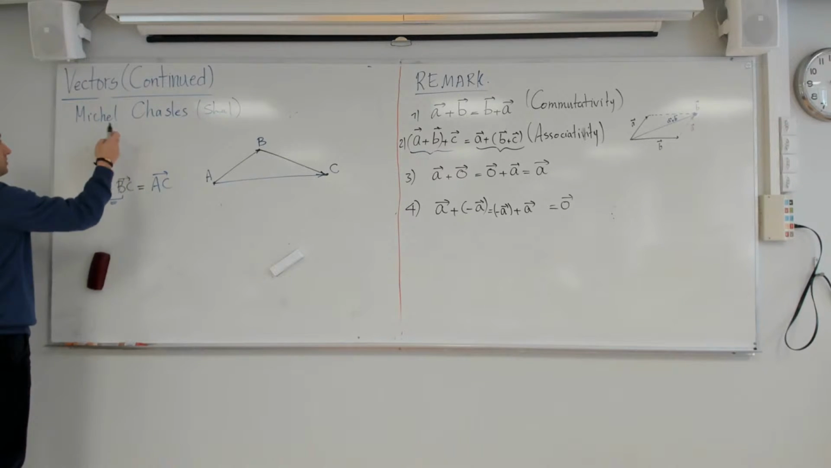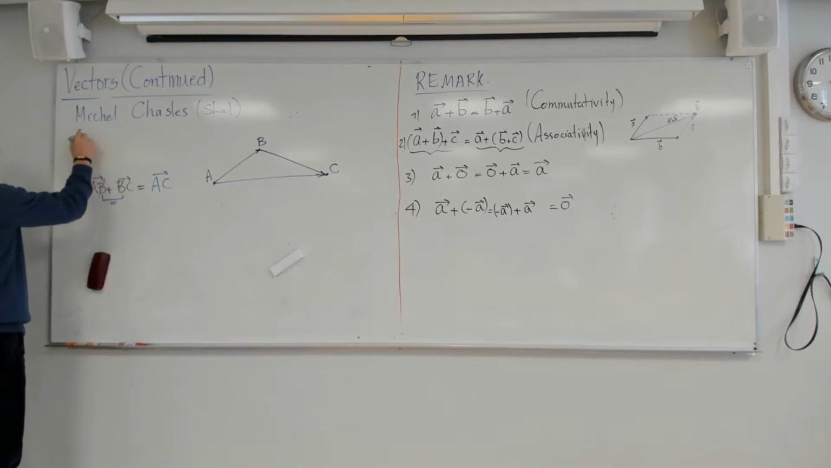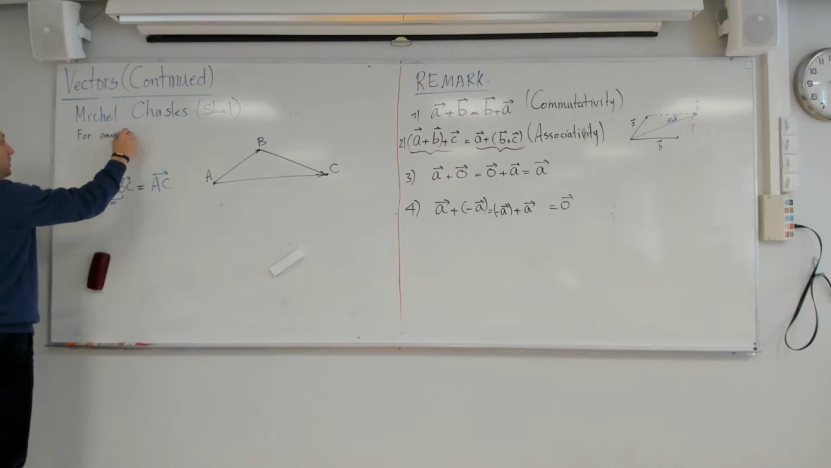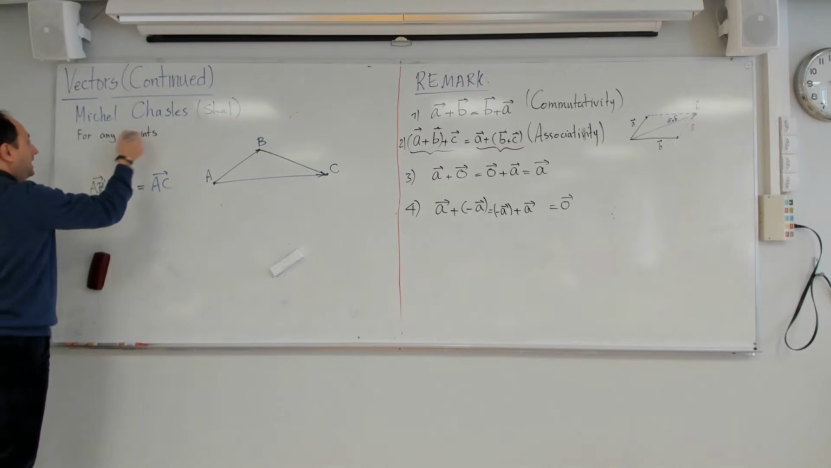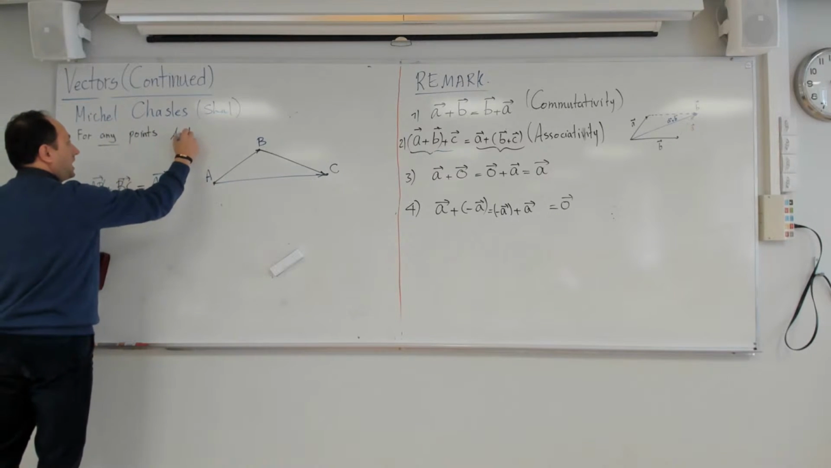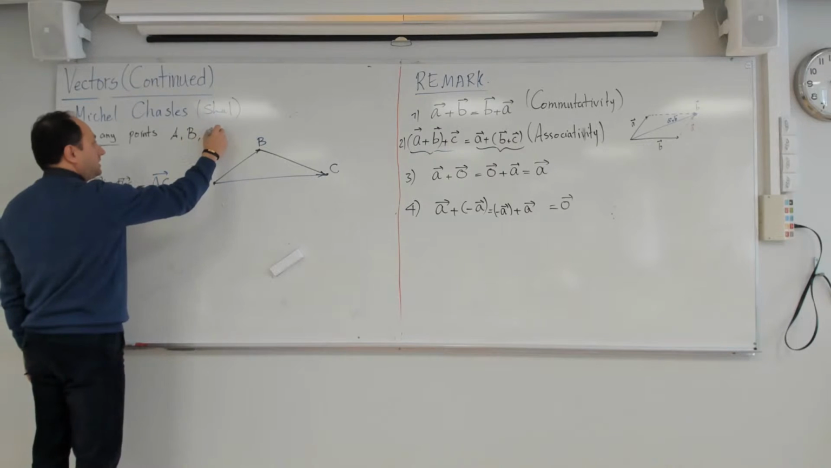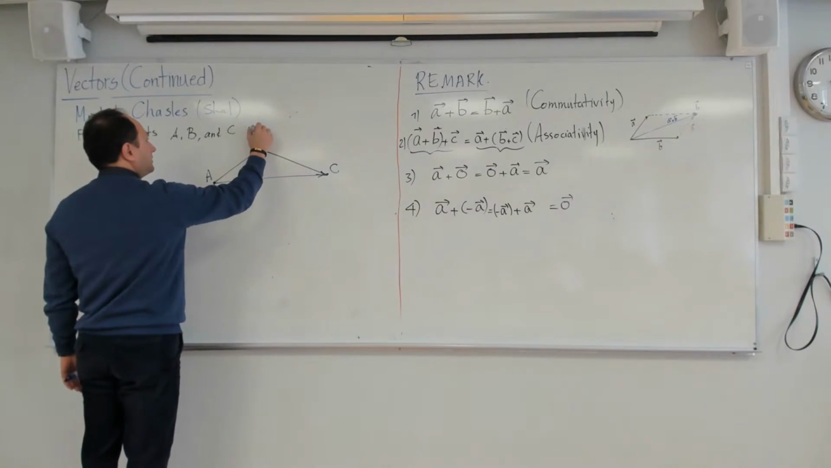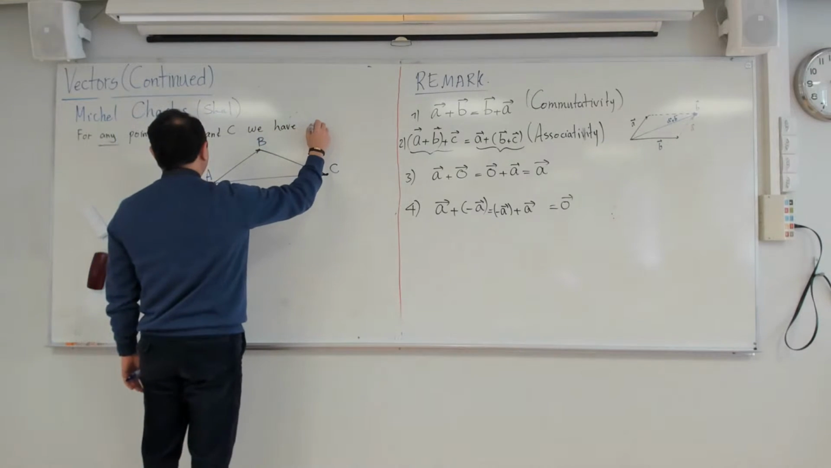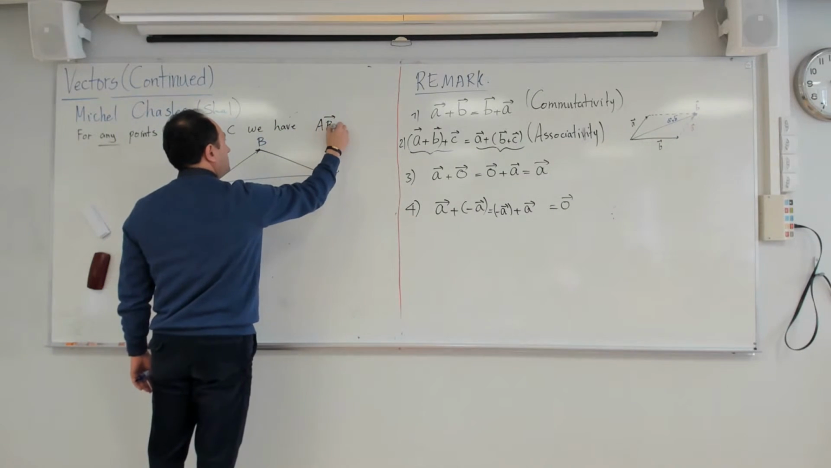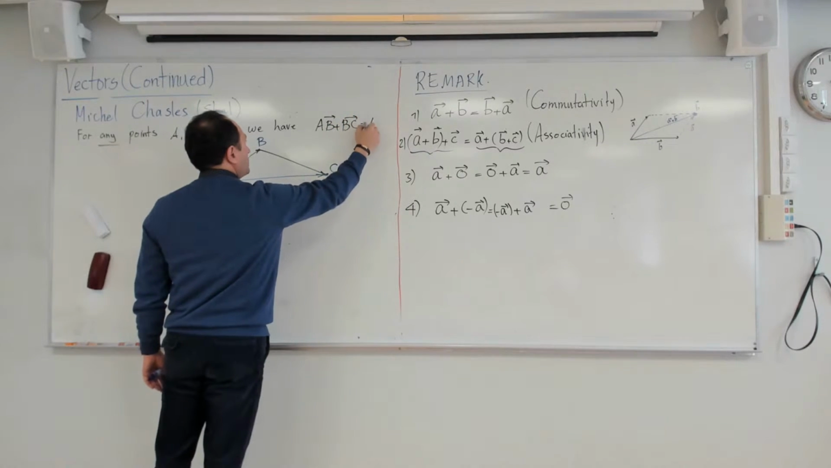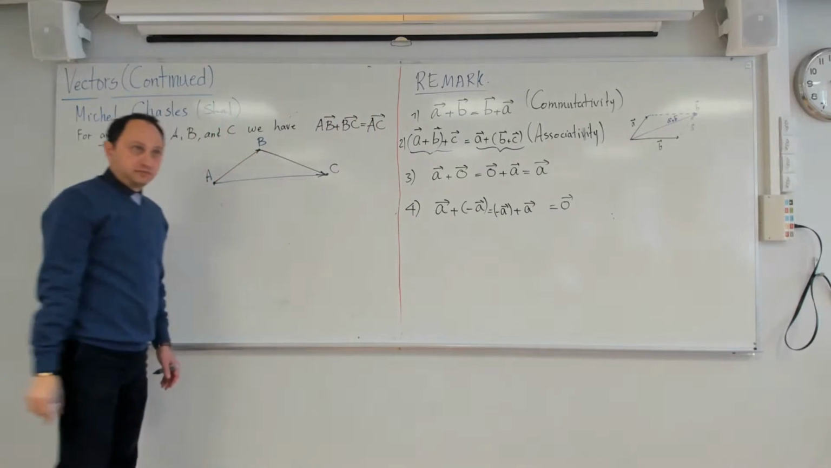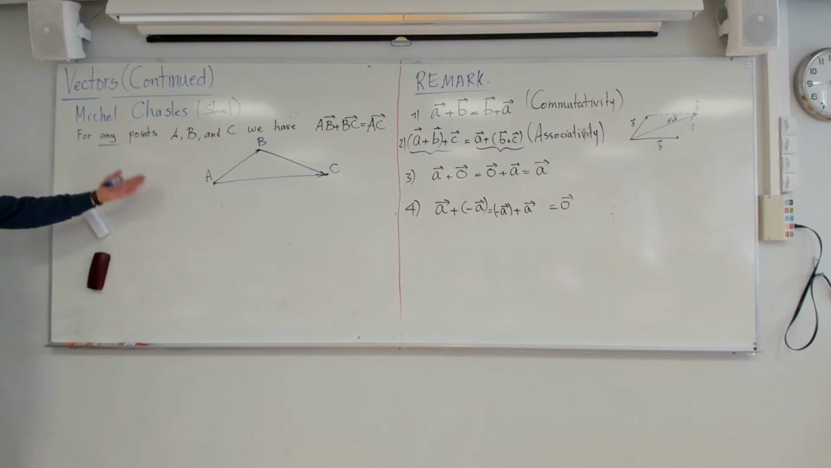So the Scholz rule is that for any points, it doesn't matter, I have to call them A, B, and C. It's very, very important. We have AB plus BC is equal to AC. And if you want to realize why this is true, you can draw that picture. But let me give you examples. This is a very important example, okay?